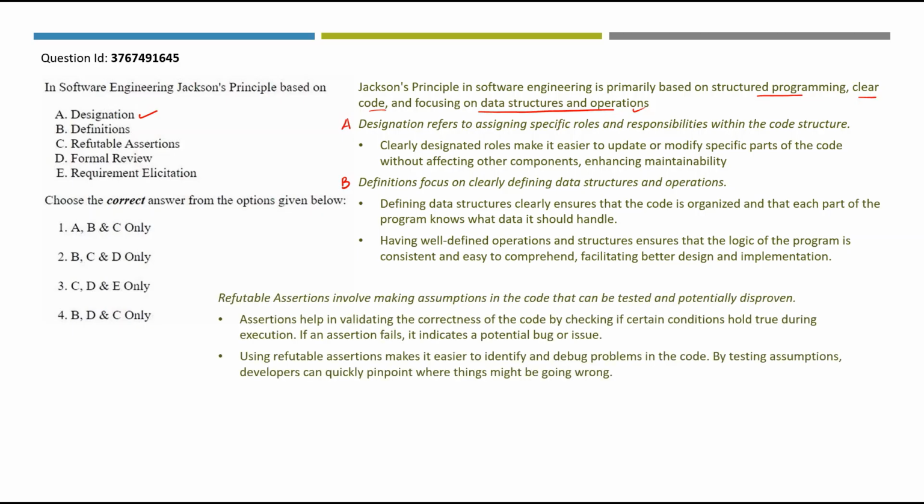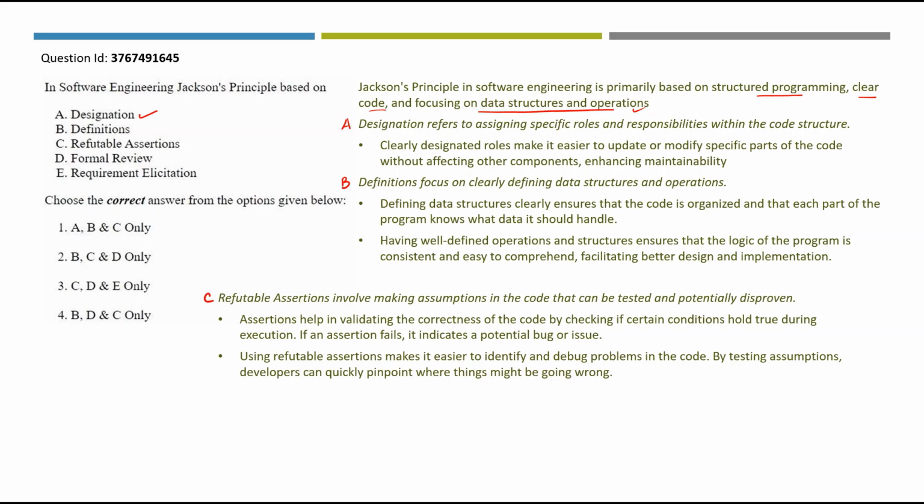Now the next point, refutable assertions. This is C. Refutable assertions involve making assumptions in the code that can be tested and potentially disproven. Assertions help in validating the correctness of the code by checking if certain conditions hold true during execution. In case an assertion fails, this will indicate a potential bug or issue. Using refutable assertions makes it easier to identify and debug problems in the code. By testing assumptions, developers can quickly pinpoint where things might be going wrong.